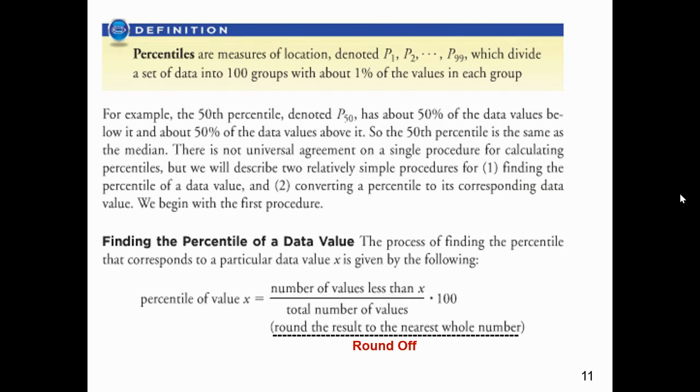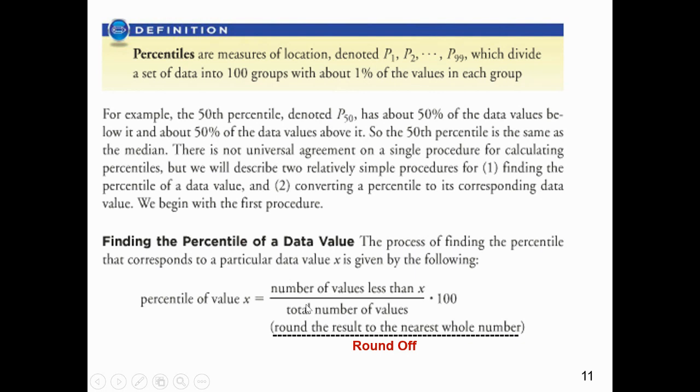For example, the 50th percentile, denoted by P50 here, has about 50% of the data values below it and 50% of the data values above it. So the 50th percentile is the same as the median. There is not a universal agreement on a single procedure for calculating this, but this is how we'll do it for exam purposes.